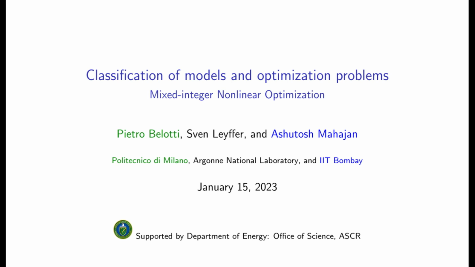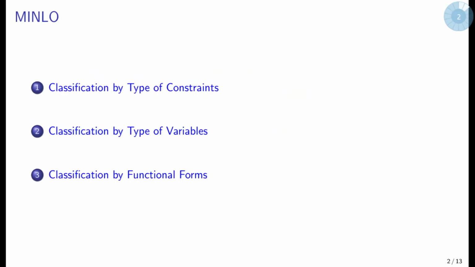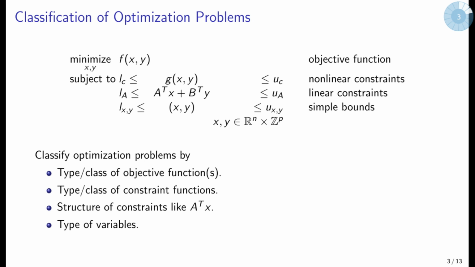Okay, I'll talk a little bit about classification of models and optimization problems. So this is going to be a bit lighter. We had the original problem early on where we had a nonlinear objective function, very generic nonlinear constraints with both lower and upper bounds that can be minus infinity or plus infinity, linear constraints, and simple bounds that are just bounds on the variables, and then the condition that x and y is an integer.